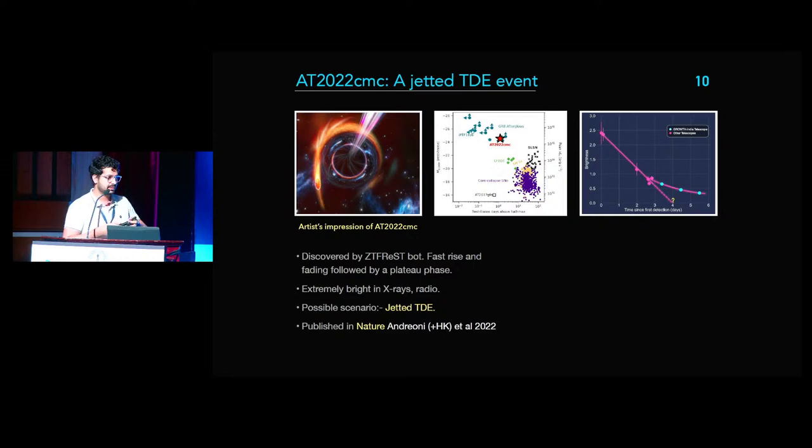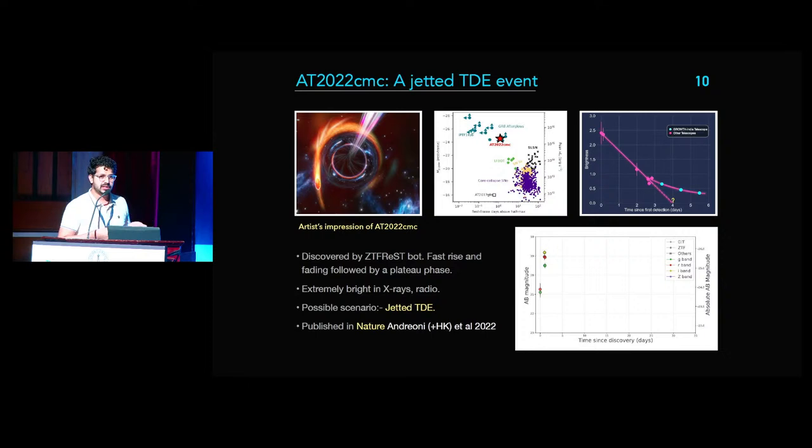I mentioned that we occasionally found different rare candidates. I don't have time to explain all of them, but here is one of the candidates, a rare event that occurred in early 2022, a jetted TDE kind of model, which is unique on its own. It was very bright in X-ray, radio, and optical. When ZTF detected it, it was a normal detection at around 18 magnitude.